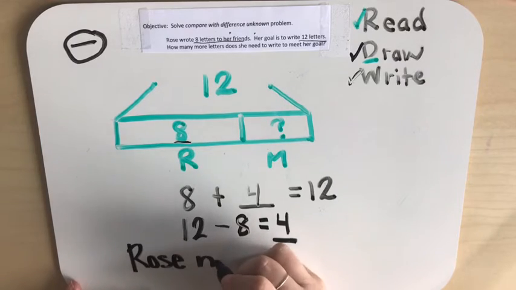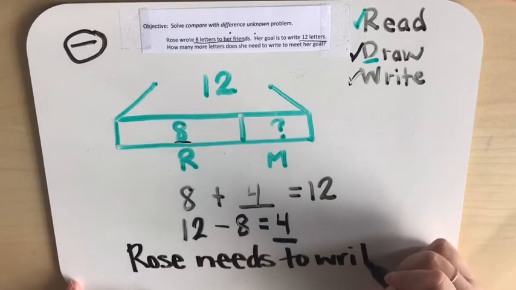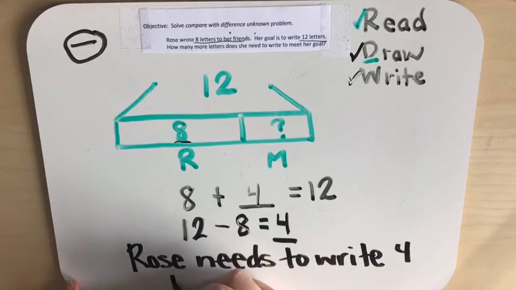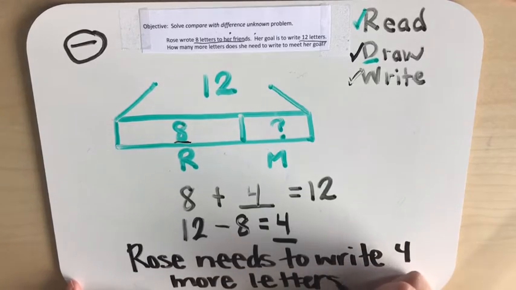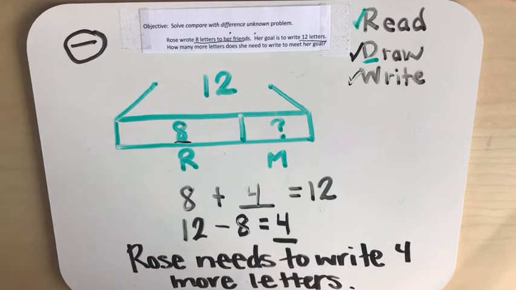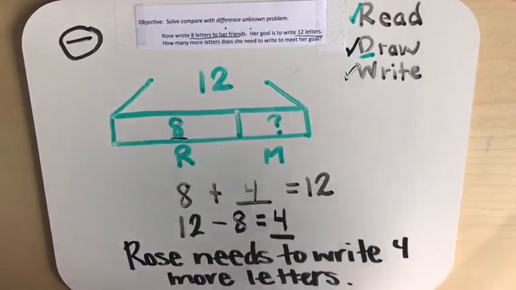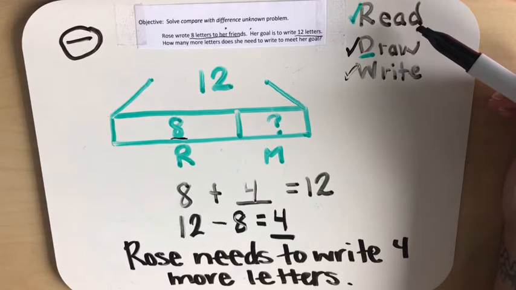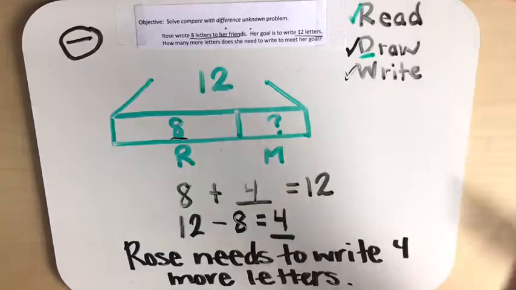Rose needs to write 4 more letters. Are we all done? Did we read the question? Did we draw? And did we write a sentence and a statement? Yes, we did. All right, let's move on to the second one.